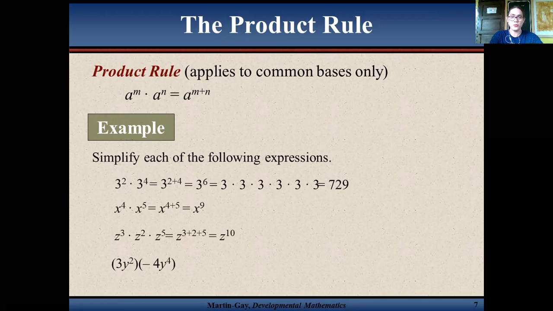And of course, for this one, since 3 and negative 4 are not the same bases, we will just multiply them right away. That gives you negative 12. And then you can just have it 3 times negative 4. Then applying the product rule for y, that gives you negative 12y to the power of 6. So I hope you'll be able to grasp its concept.